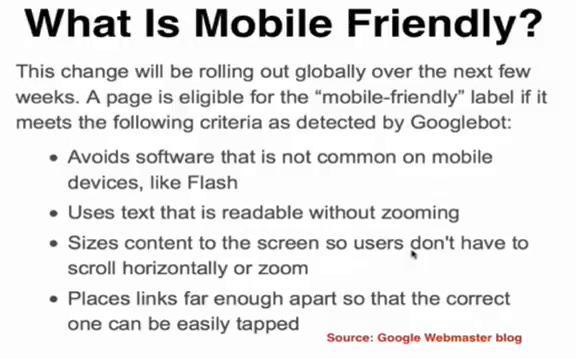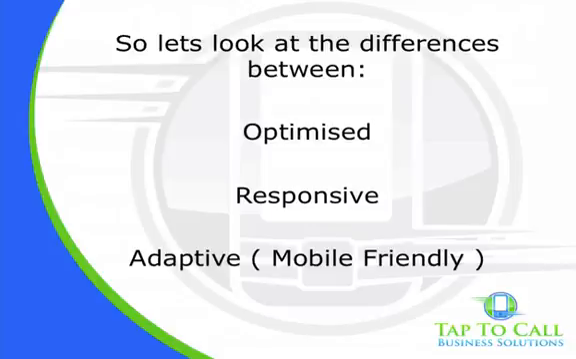So currently, you will get an awesome from Google if your website is responsive. But as Google continues to improve their system, responsive won't be enough because it cannot give the consumer what they demand. So let's look at the differences between optimized, responsive, and adaptive, otherwise known as mobile friendly.